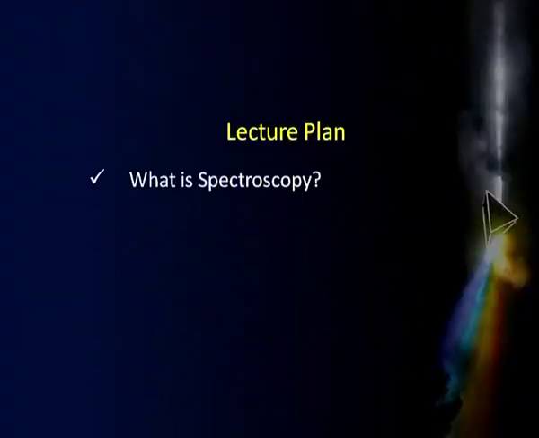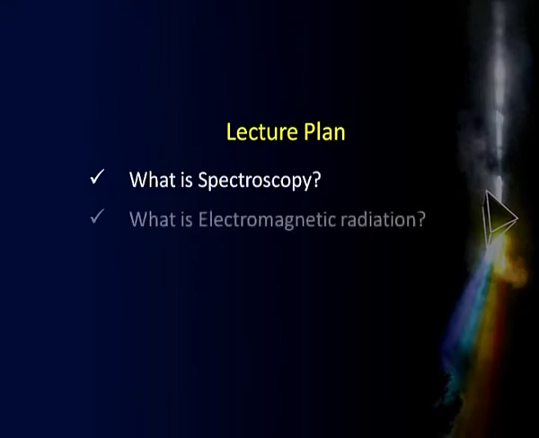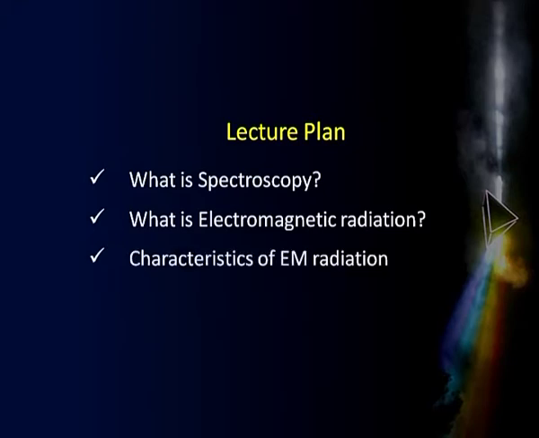That is, I will first try to talk about what exactly we mean by spectroscopy. Then we will try to define what is electromagnetic radiation, and then we will try to make some kind of a visual understanding of what exactly we mean by that. Then we will take up the characteristics of EM radiation. That means how do we characterize EM radiation and what is the significance of each one of the characteristics there. And then we will try to sum up what we learned today.